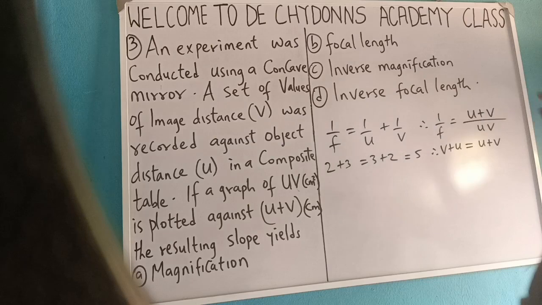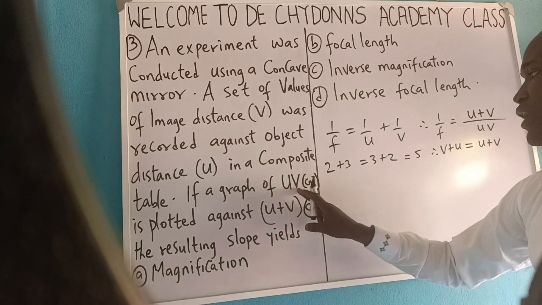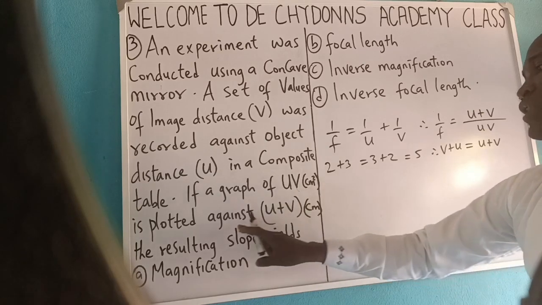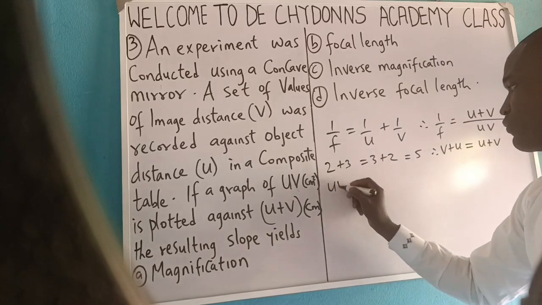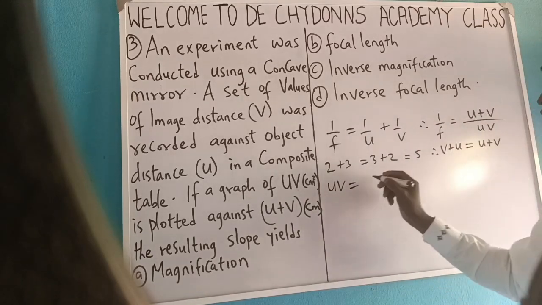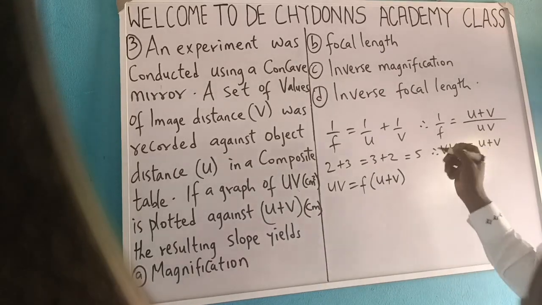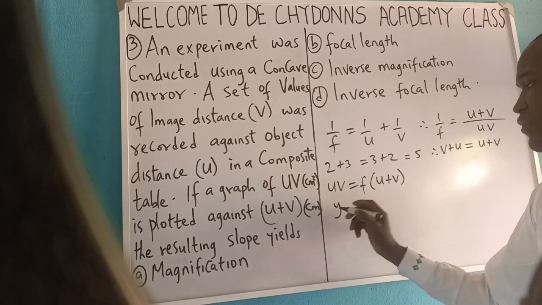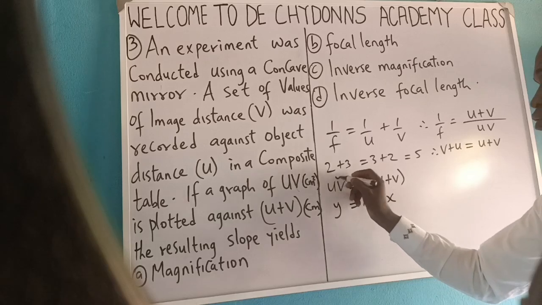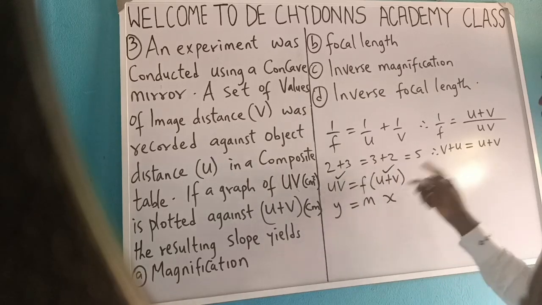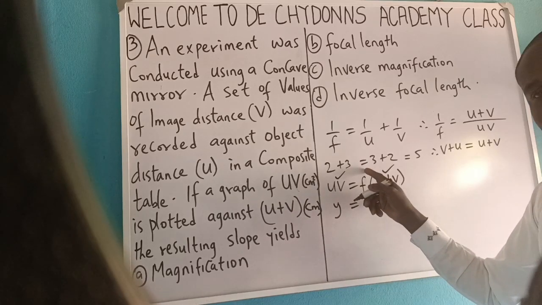Now, after getting this, how can we arrange this so that uv is plotted against this? Cross multiply: uv times 1 is uv, f times this, f bracket u plus v. That means when you plot a graph of uv against u plus v, f will be the slope, which is the what? Focal length.